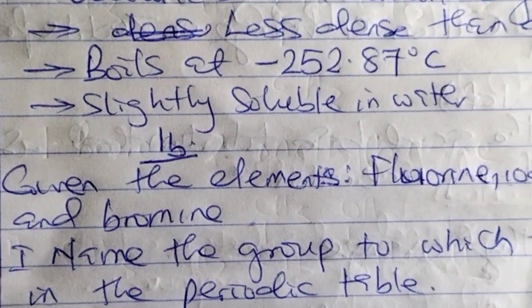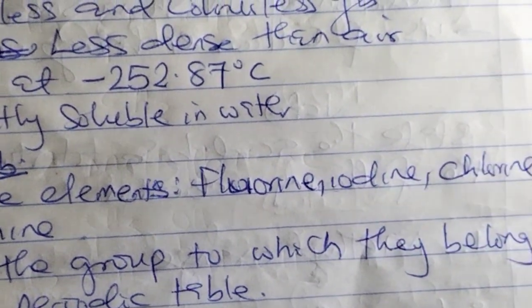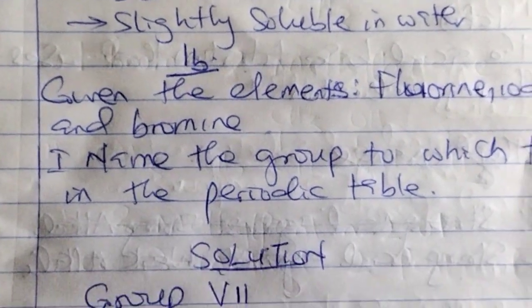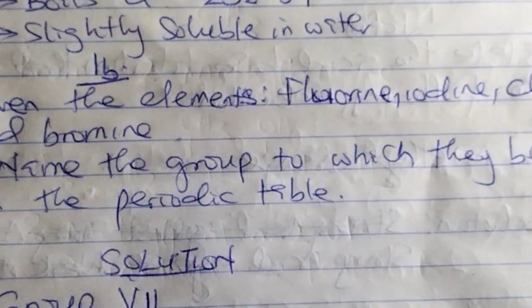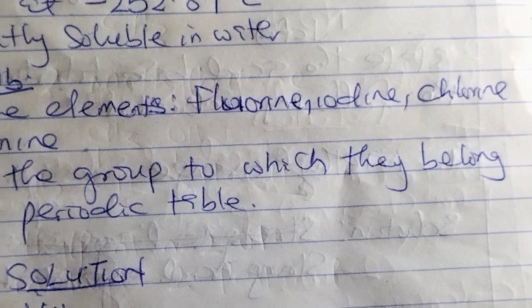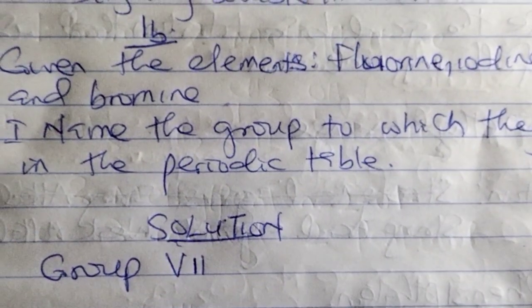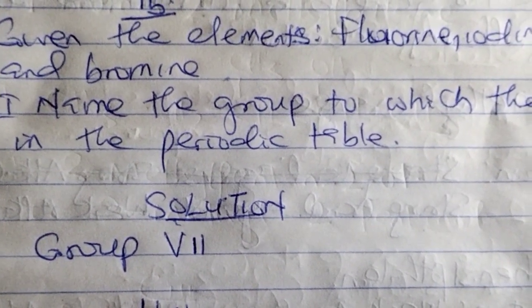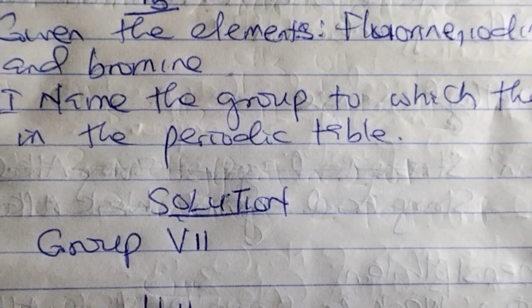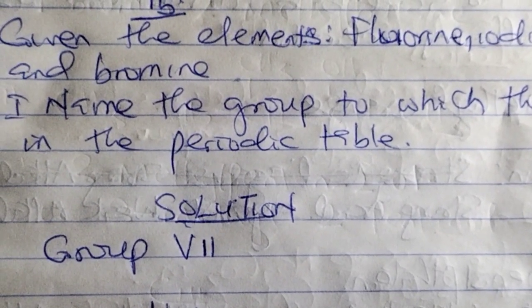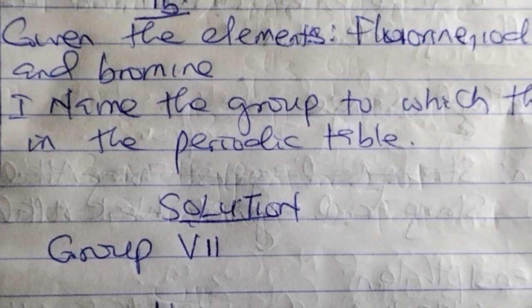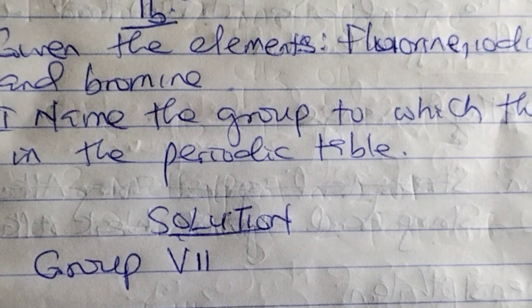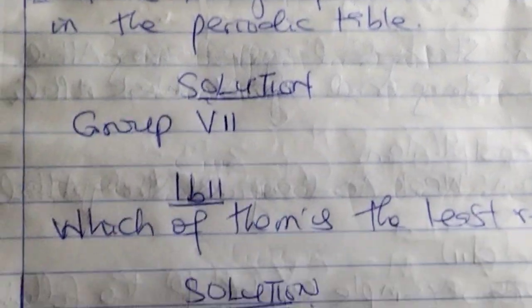1B says, given the elements fluorine, iodine, chlorine, and bromine, name the group to which they belong in the periodic table. Solution: they belong to group VII. That V and the I will be written in capital letter. Don't write group 7 or Roman numerals in lowercase. V capital, I capital, no dot on them, please.